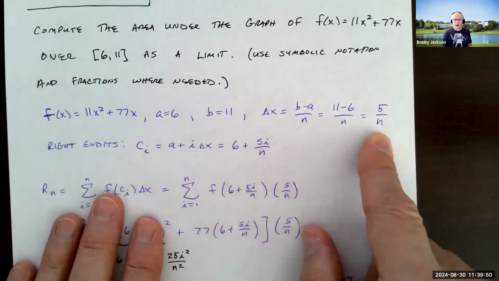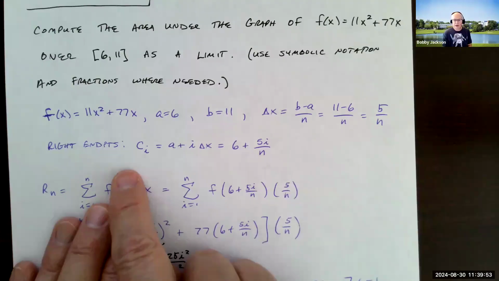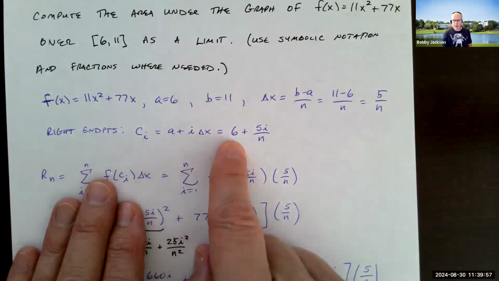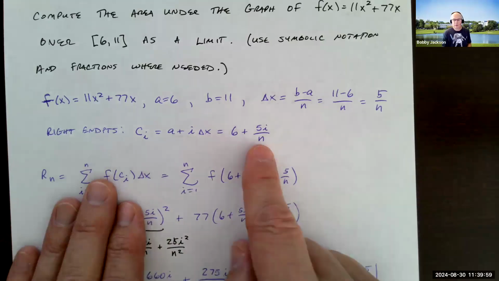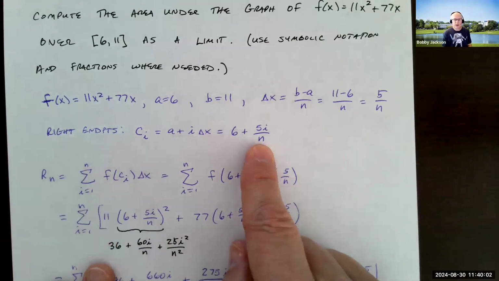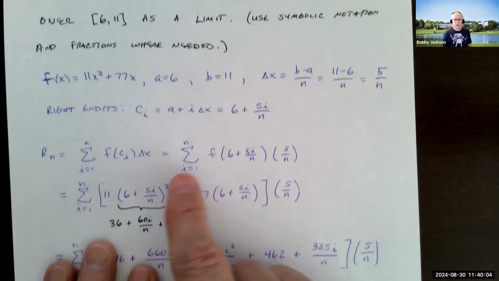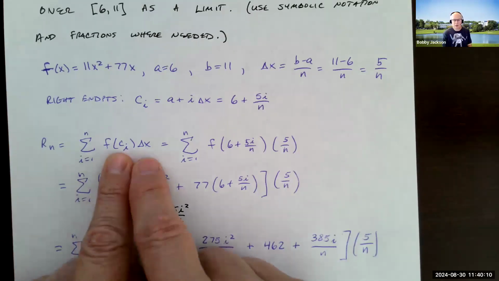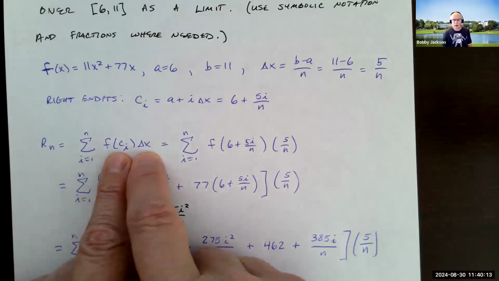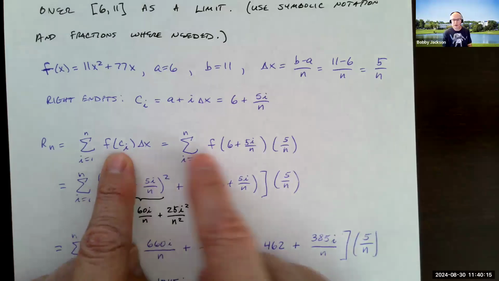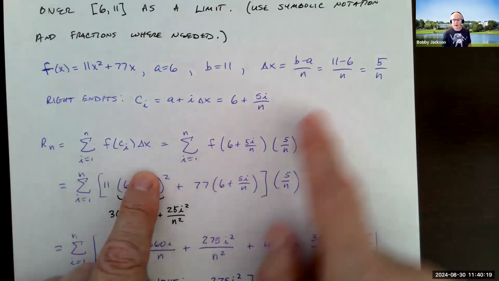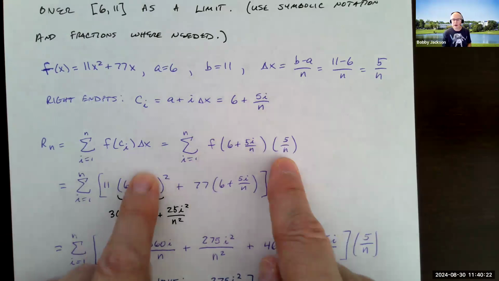The right-hand endpoints, if you remember, I'll call those c sub i, are A plus i delta x. A is equal to 6, and of course i times 5 over n is 5i over n. And so here's my right-hand sum approximation for each subinterval. The height of the rectangle by the right-hand endpoint is f of c_i, and multiply it times the width, which is delta x. So I've got f of c_i times delta x, which we computed to be 5 over n.